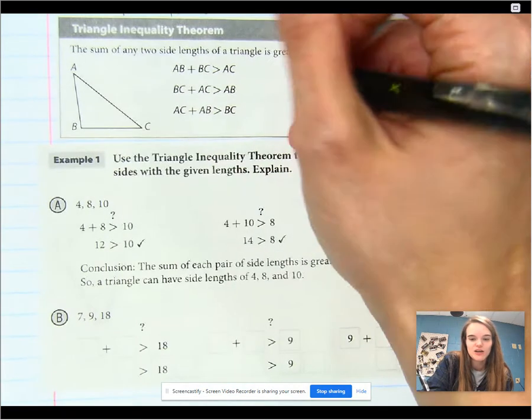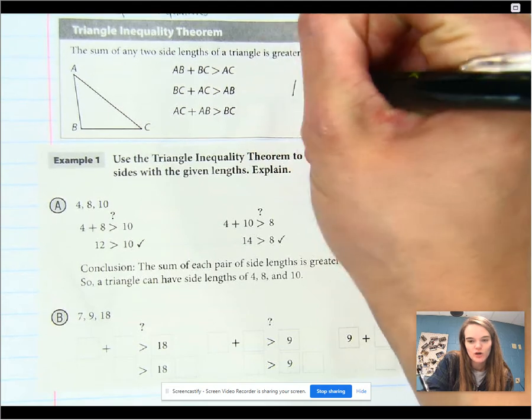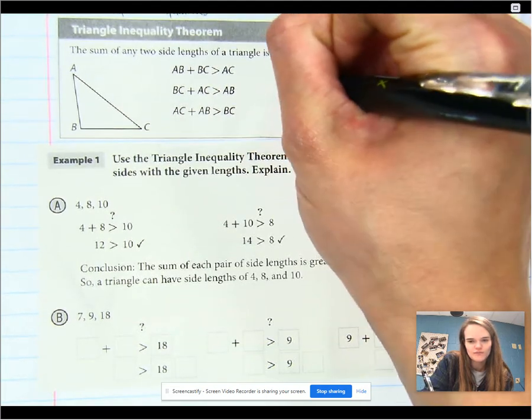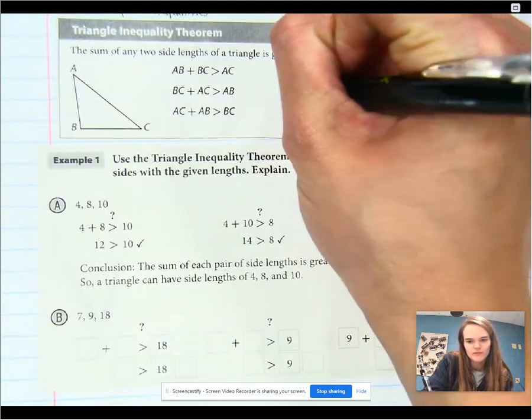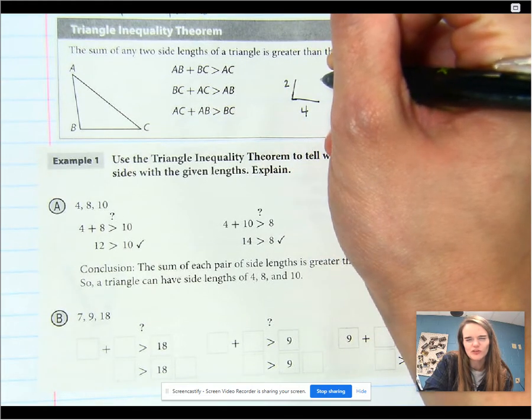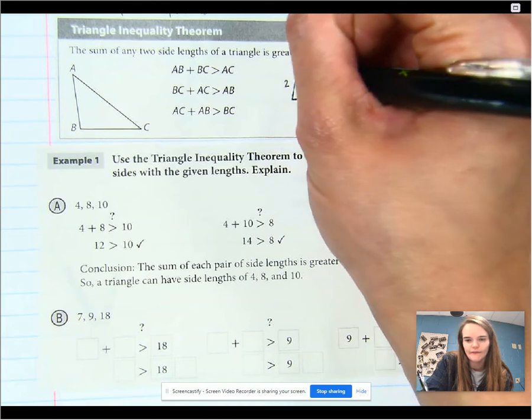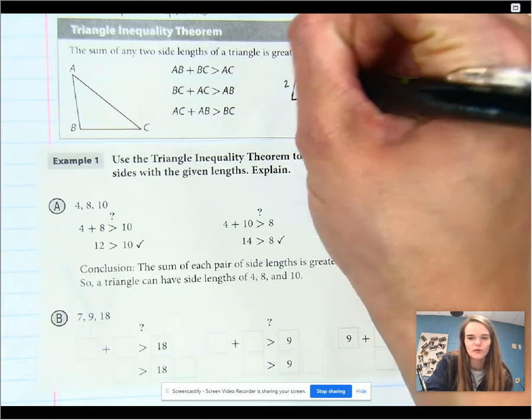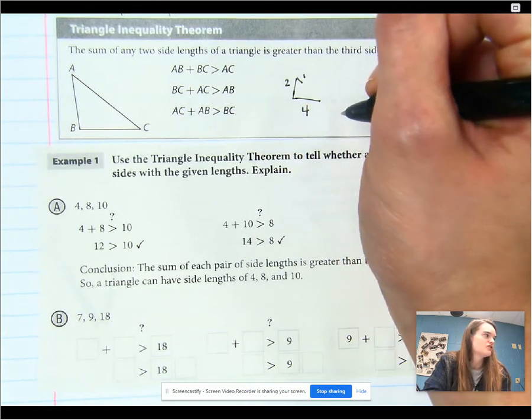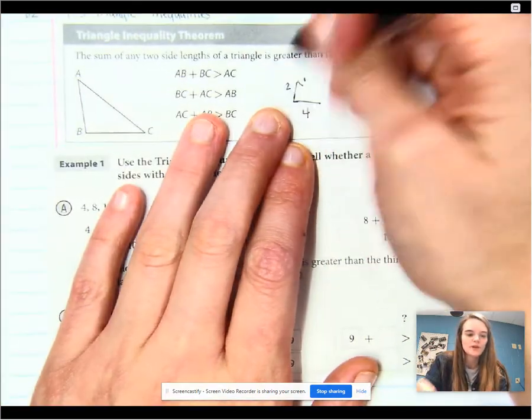Meaning, if we had like 4, 2, and these touched, but let's think of something smaller than 4 plus 2, 1. Well, guess what? That's not going to reach all the way. It's not possibly going to make a triangle. That's what it's talking about.